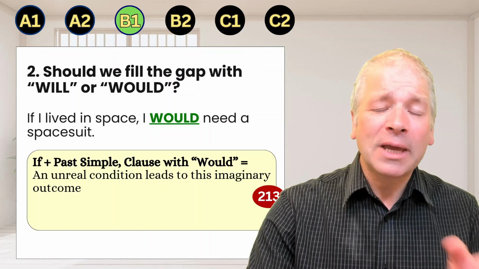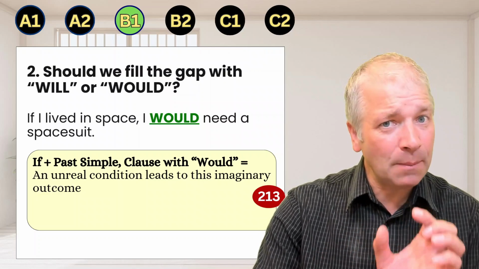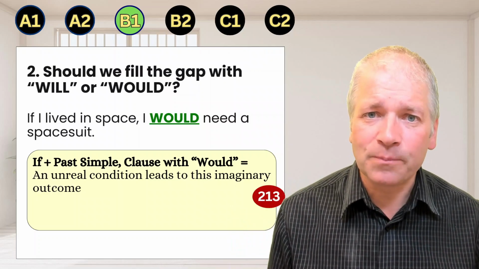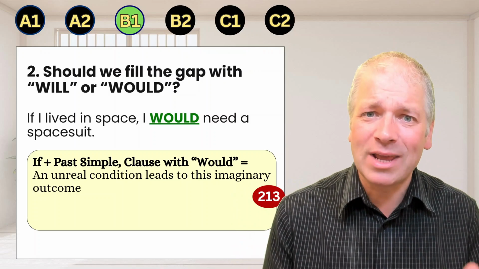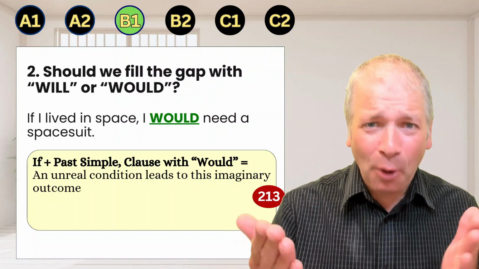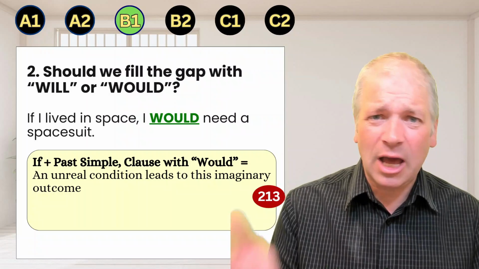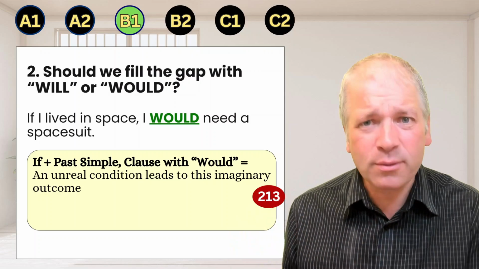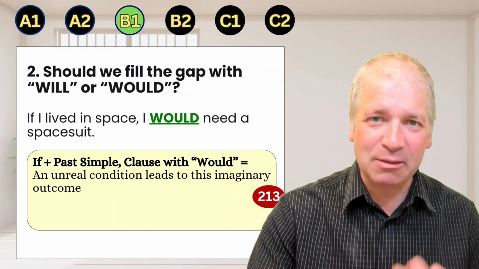Why would? Well, because here we have if followed by the past simple. So if I lived is in the past simple. And then we have a clause with would. I would need a spacesuit. And we use this structure for an unreal condition that leads to an imaginary outcome. It's not real. We don't live in space. It's probably not possible. We're just imagining the situation. And we imagine this situation and we think, well, what if this was true? Then that leads to this imaginary outcome or consequence. I would need a spacesuit, special clothing to help me live in space.